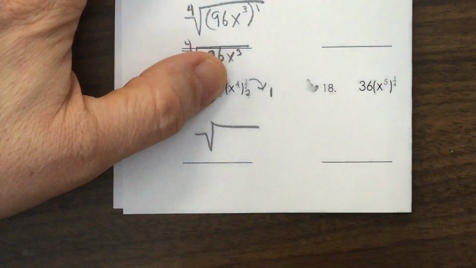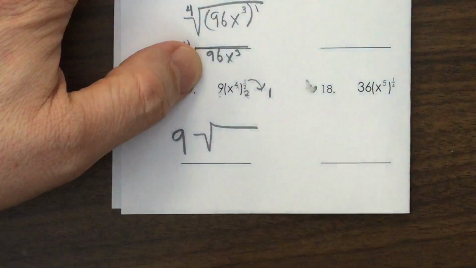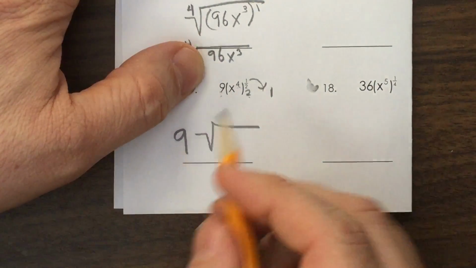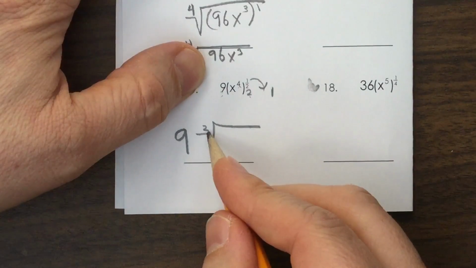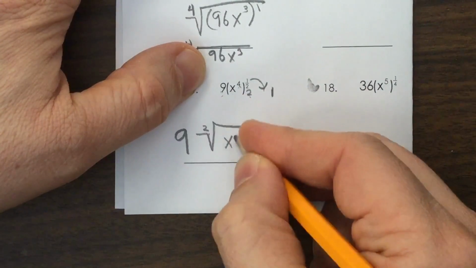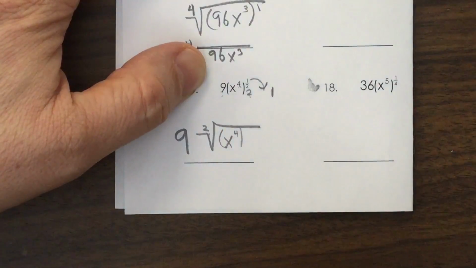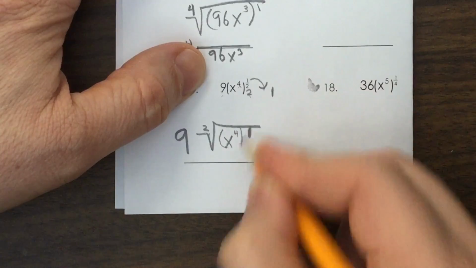So when I write my radical like this, my 9 is still on the outside. It's not in the radical at all. Okay? My 2 goes here. So I'm dealing with a square root. My x to the 4th goes here. You could write the parentheses still if you want. It's raised to the 1 power right here.